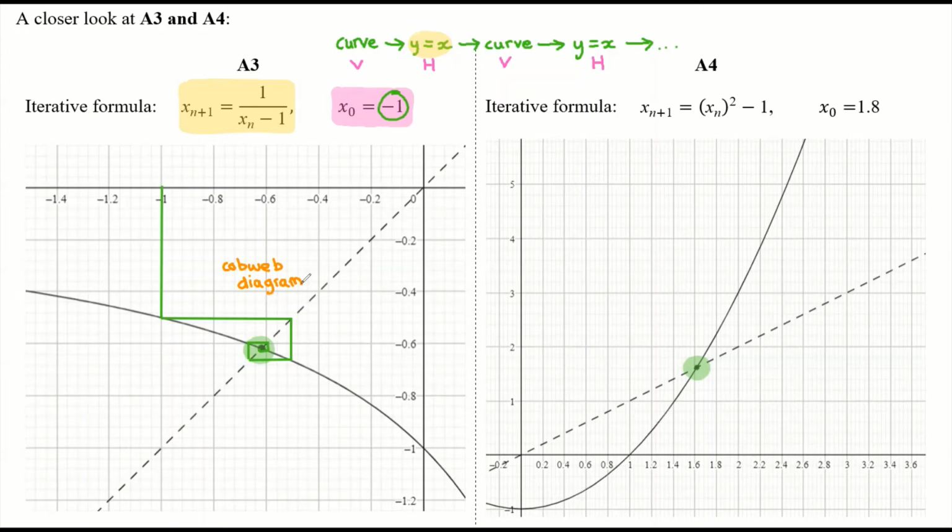Now, moving on to A4, we have a different iterative formula and a different starting point. So let's get straight into it. We're going to be starting with 1.8. So I need to locate that. And we go from 1.8 straight to the curve. So I'm going to use green again. So 1.8 on the x-axis is right there. In fact, I've just missed it. Let me just highlight it so you can all see it. So 1.8 is there.